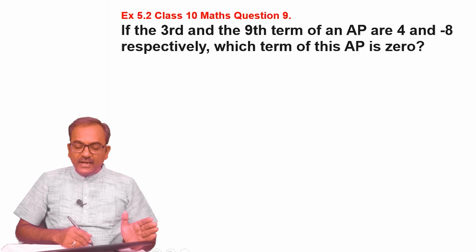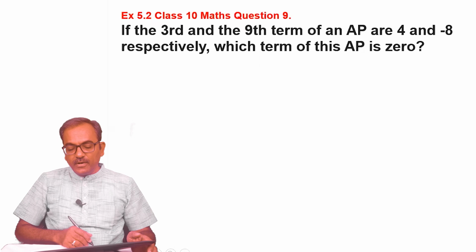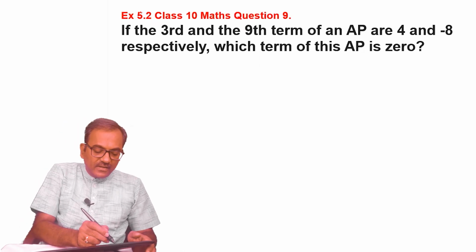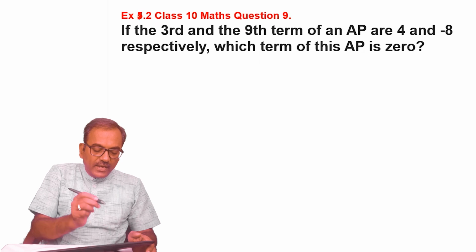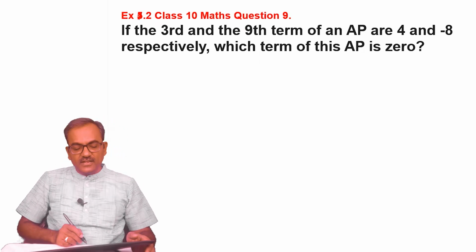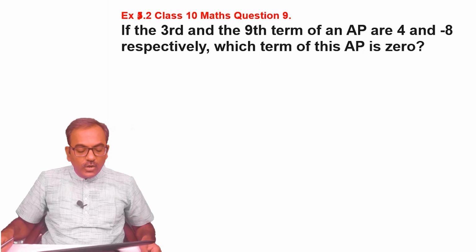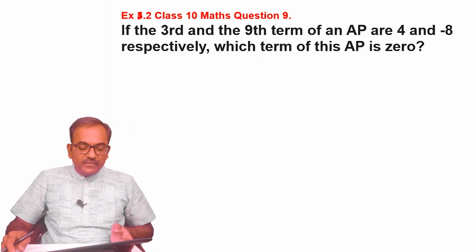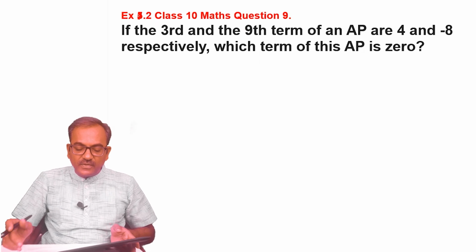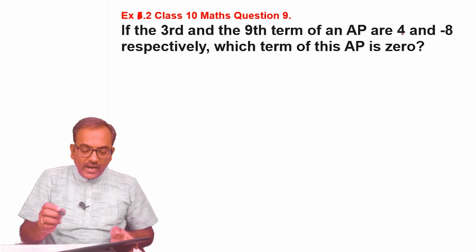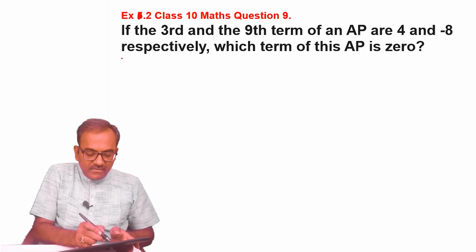If the third and the ninth term of an AP are 4 and minus 8 respectively, which term of this AP is 0? This is exercise 1.2, class 10, question number 9 from your exercise. Now look at the question carefully. If the third and the ninth terms of an AP are 4 and minus 8 respectively.